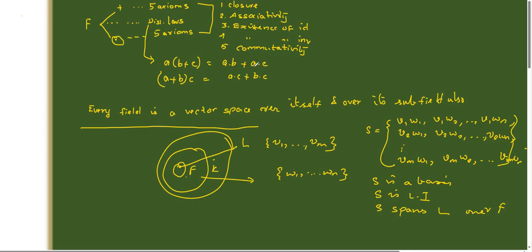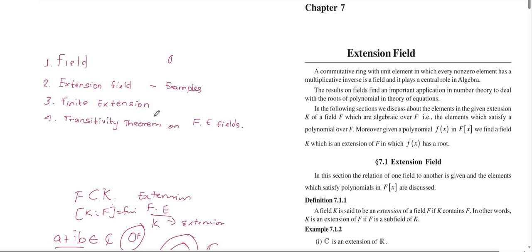A dot (B plus C) is A dot B plus A dot C, and (A plus B) dot C is A dot C plus B dot C. And we also know from linear algebra that every field is a vector space over itself and over its subfield also. So that is the definition of a field.